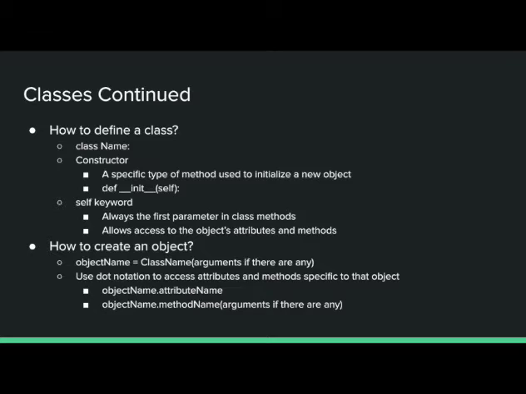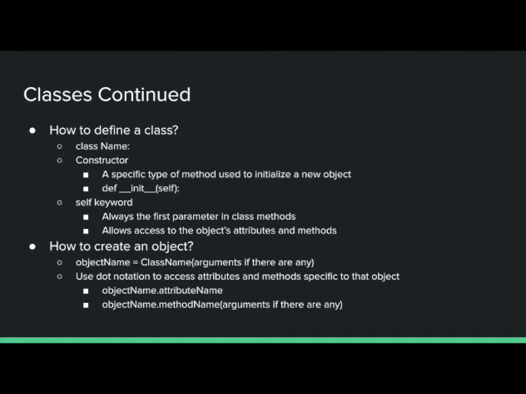And then comes a constructor. This is a specific type of method that's used to initialize a new object. I'm pretty sure many programming languages have this concept of a constructor. But specifically in Python, it's defined using the def keyword, like we learned about with functions, and then __init__. That's short for initialization, basically. And then you have parentheses, and within that you have the keyword self.